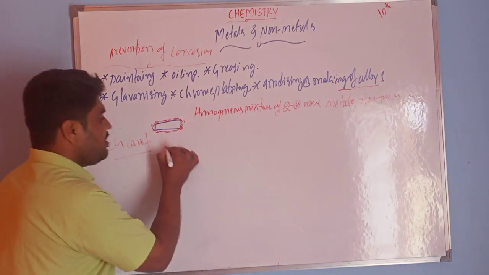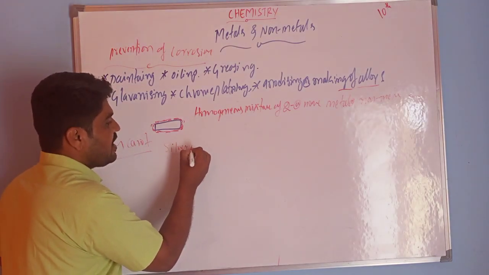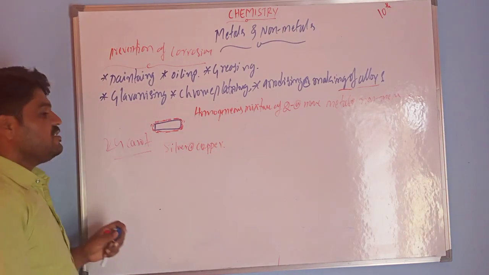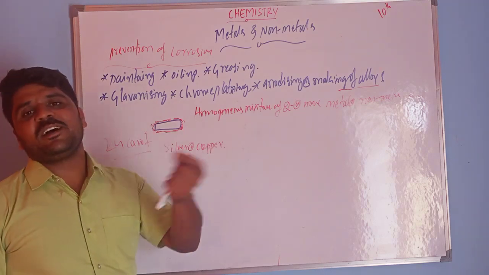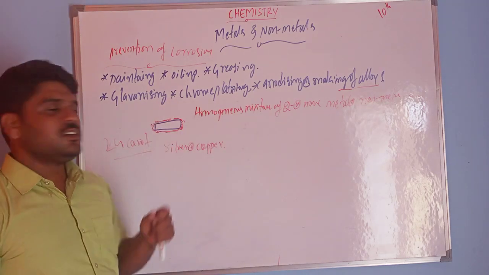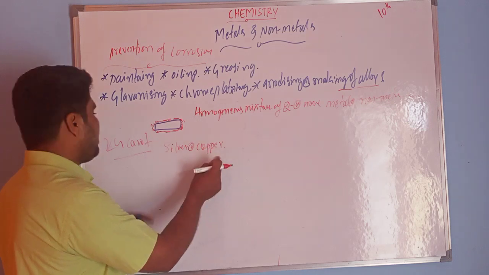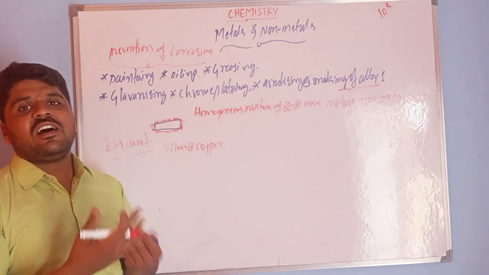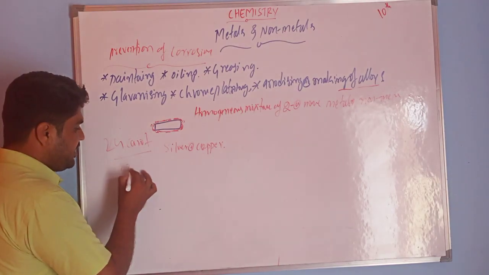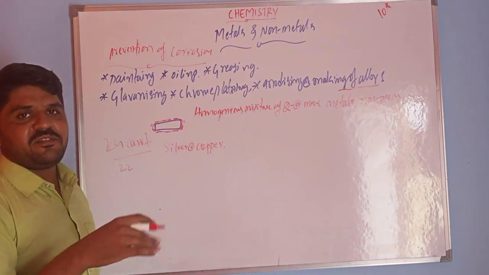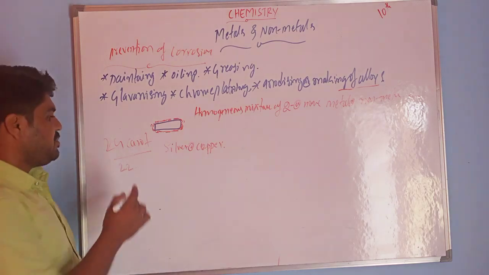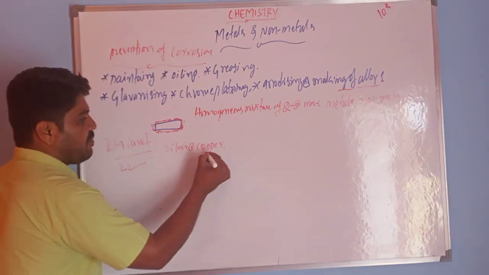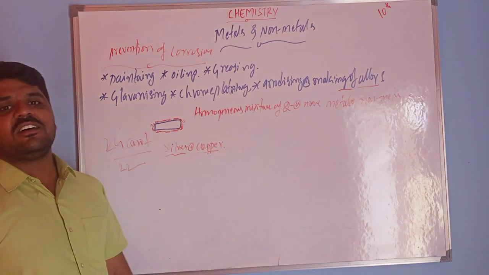Silver or copper is added to this gold, and only then do you get ornamental gold. This mixing of silver or copper into gold is what we call alloying. In India, 22 carat gold is used for making ornaments. That means 22 parts are gold and 2 parts are copper or maybe silver.